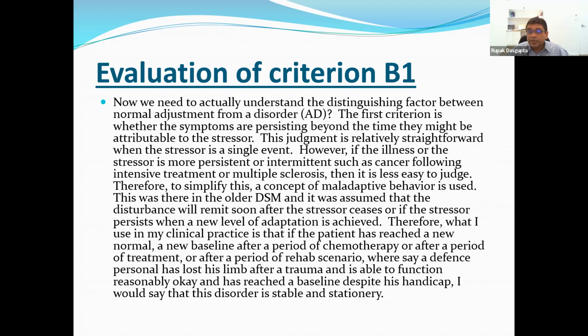But from a legal perspective, the patient can come back and challenge you: I'm not normal, doctor. This is not normal. And the interest could be that the patient is actually trying to retain some of the benefits or gains that he might have achieved if the adjustment disorder continued and was not stable and stationary. So in order to make such bold decisions, it needs to be backed up: what do you mean by new normal, what is expected in that condition, and how do you describe this? I think the scenario described towards the end, where a defense person has lost his limb after trauma and is able to function reasonably okay and has reached a baseline despite his handicap, is stable and stationary.